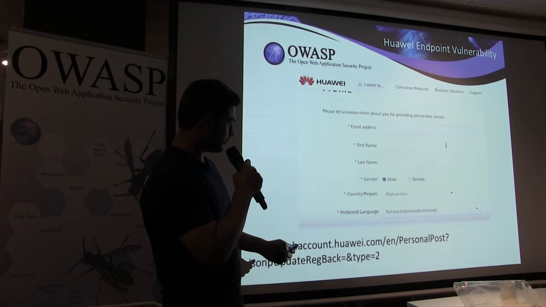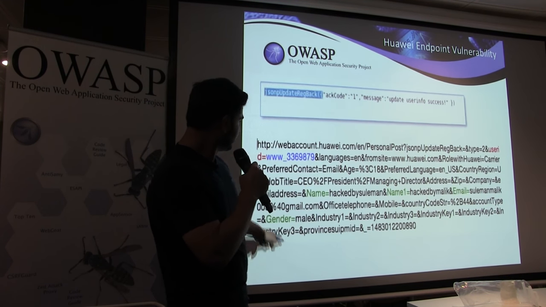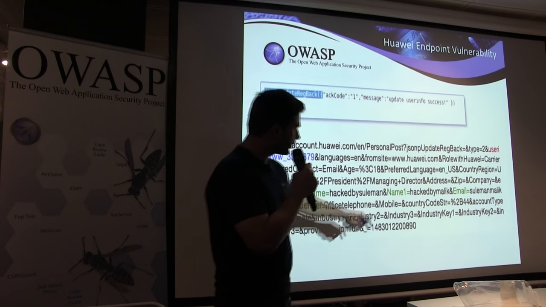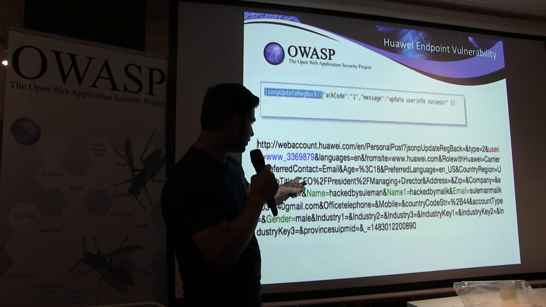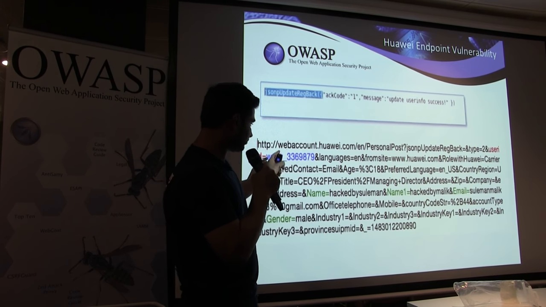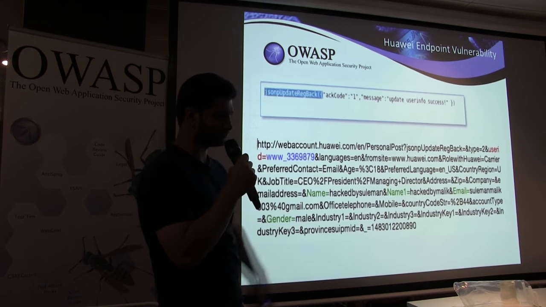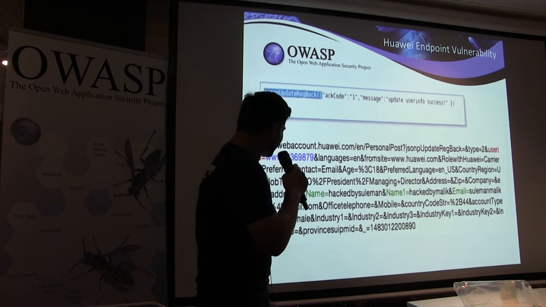So what happened after that? When I filled this form and grabbed the request, this was the endpoint. As you can see, it's a JSON update request. After that, there is a user ID which was vulnerable in this case. And there is another thing that I found inside Huawei: whenever you create an account, the numbers are incremented by one. Then you can hack anyone's account.